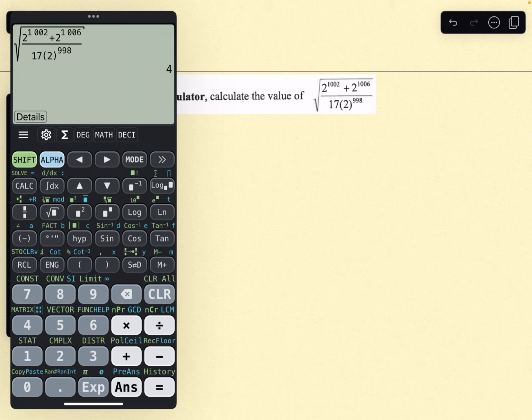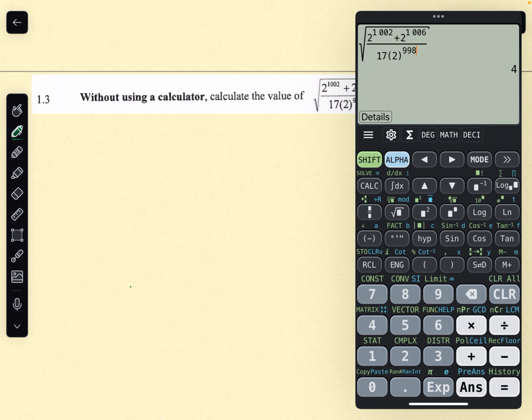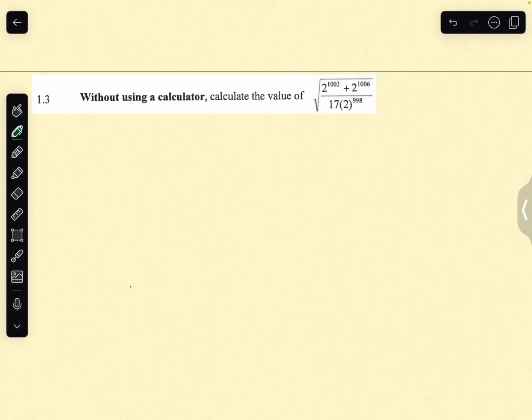Well done, Kalki. Okay, so we kind of know what we're working towards. We're working towards 4. I am 90% sure that if you just wrote down 4, you would get no marks. Anyway, so how do we do this? Let's see what we've got. We've got a square root of 2 to the 1002 plus 2 to the 1006. Got 2 terms with the same base, so that's useful because maybe we can get a common factor. And then a random 17 over here times 2 to the 998. So again, the 2 to the power something shows up.